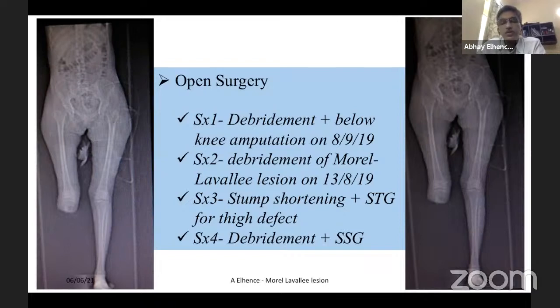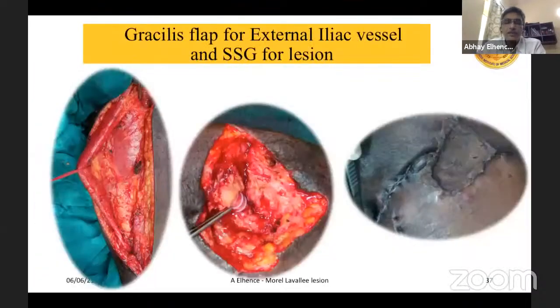The Morel-Lavallée lesion was debrided percutaneously once and had to undergo repeat debridement after 7 days. The stump had to be revised, and finally she required a third debridement with skin grafting for her stump. And the important thing with the debridement was that once it was being done, we required the help of the vascular surgeons because the external iliac pedicle was exposed and it required plastic reconstruction as well.